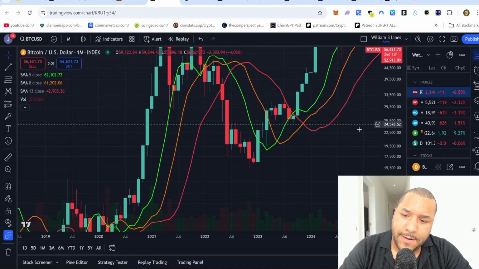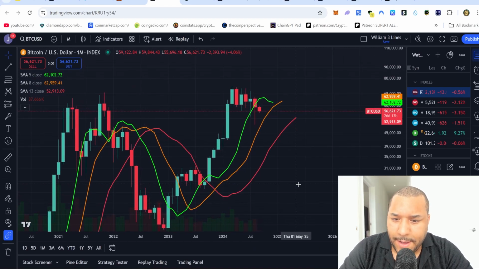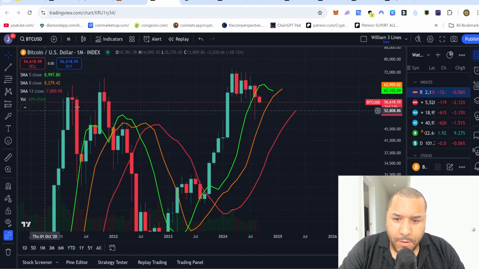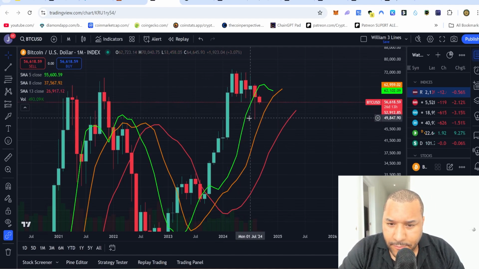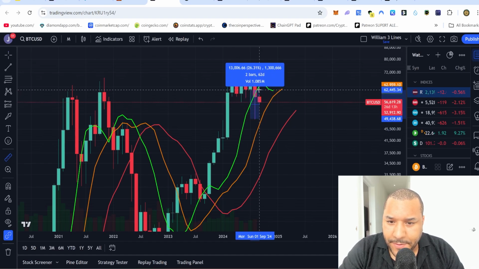Take a look at where we are right now. We've pierced through the green line. So what am I expecting? Now, this could happen, guys. This really could happen. We could see price rally up. We could see one final rally. It's what I've been telling you guys for a while. We could see one final rally.